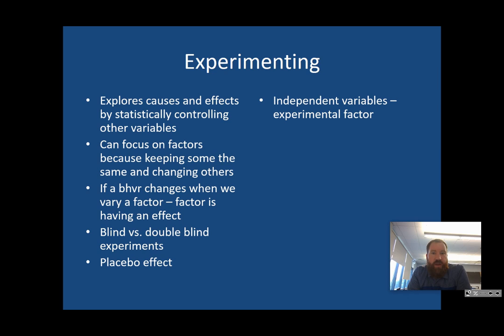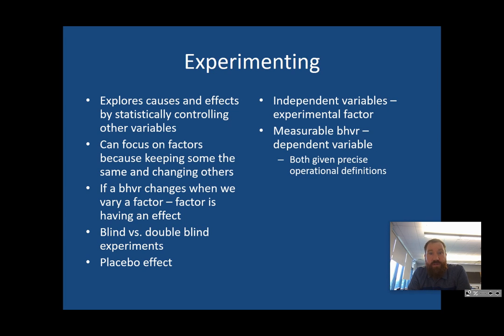Okay, so we know that the independent variable is the experimental factor. It's the thing that we are changing to see if it produces a result. The difference in the result is the dependent variable, right? That is how we measure that. Remember, everything has to be measured here.